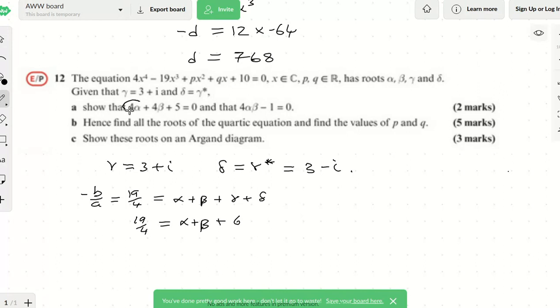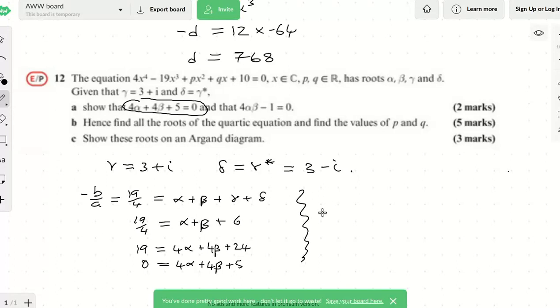You know what? I think I can deduce that fact now. Because if I just times everything by 4, I'm going to get 19 equals 4 alpha plus 4 beta plus 24, and then subtract, I get 0 equals 4 alpha plus 4 beta plus 5. So I've shown that that's true.